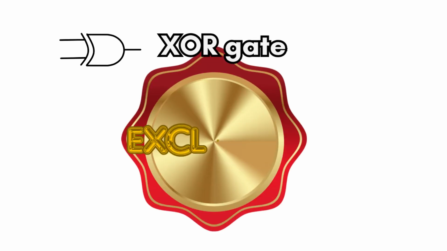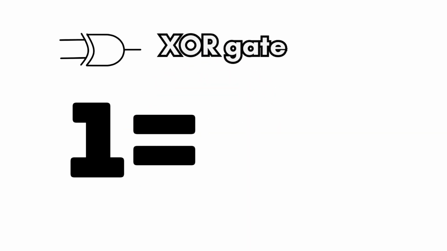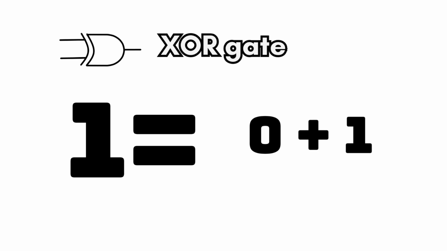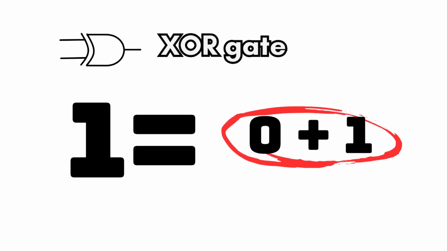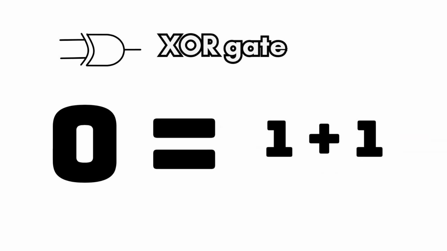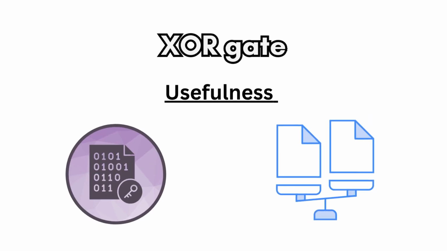Number 6, XOR gate. That means exclusive OR. It gives 1 if the inputs are different. So 0 and 1, that's a 1. 1 and 1, that's a 0. It's picky. Wants exactly 1 yes. Super useful in stuff like cryptography and comparing data.